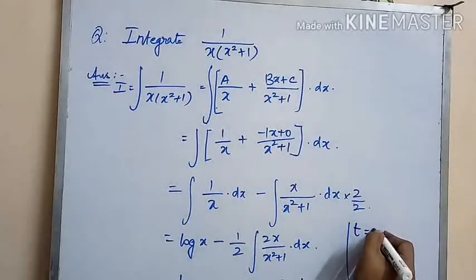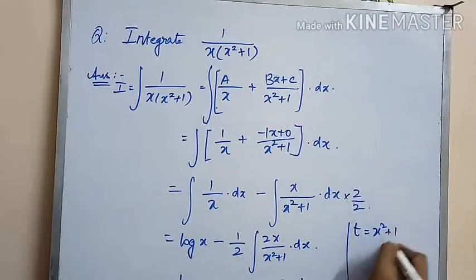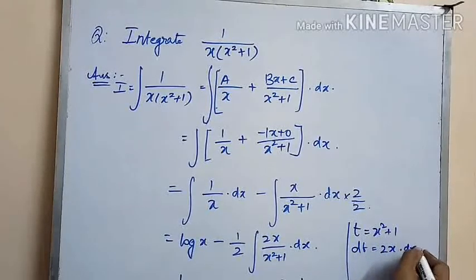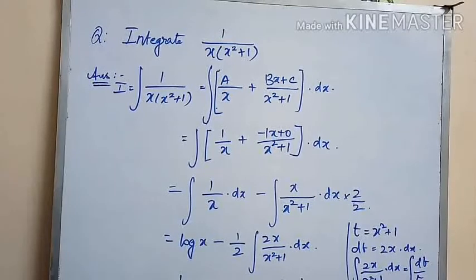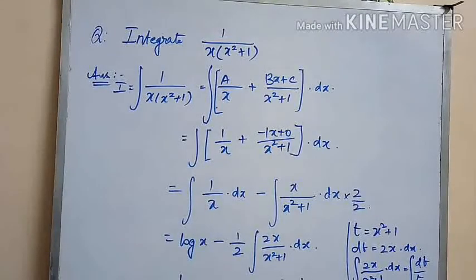Now let us make a substitution here. T is equal to x squared plus 1. So dt is equal to 2x into dx. Integral of 2x by x squared plus 1 dx is equal to integral of dt by t, which gives us log of t plus c.